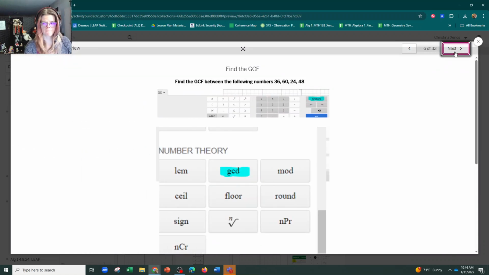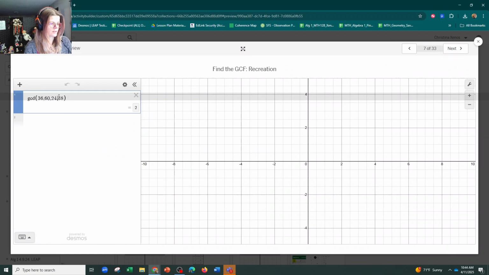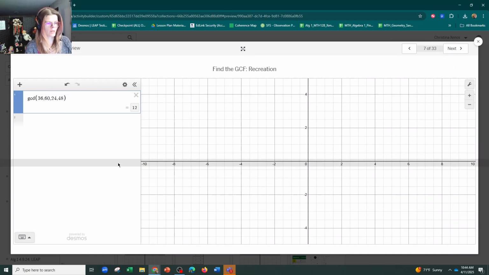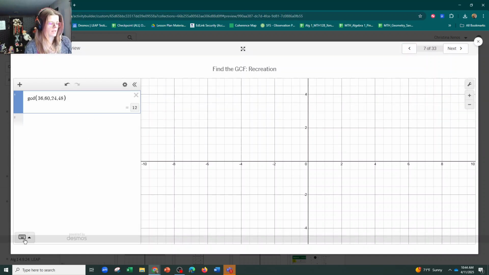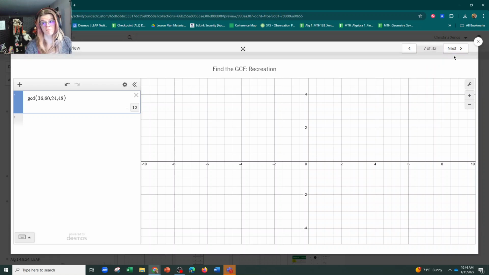Or 48. Well, with 38, the GCF is 2. And then with 48, our GCF is 12. So just a quick way for you to throw some numbers in the calculator and get the greatest common factor without having to do it manually.